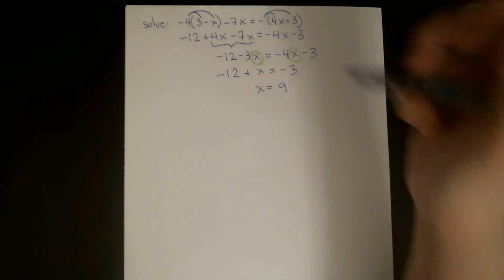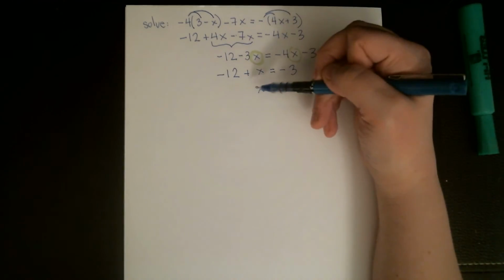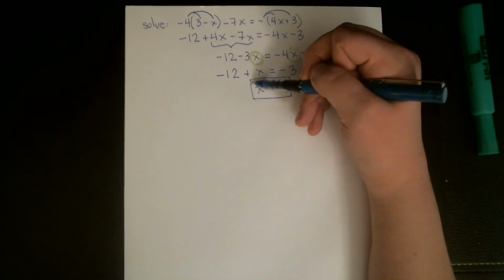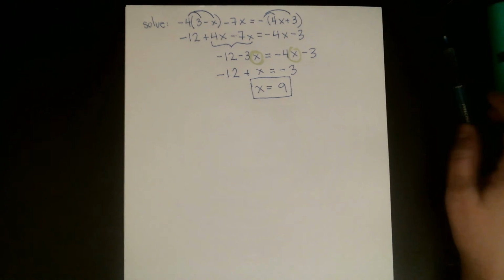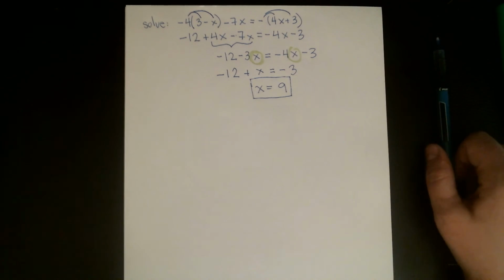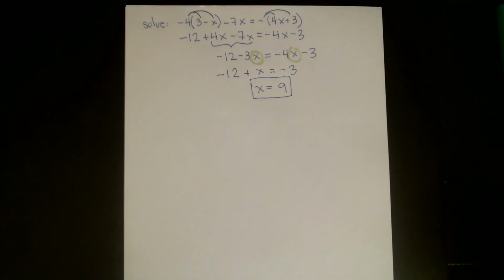I think it's great to plug back in and check. However, it's not required that you show me that work for a linear equation. We do have certain types of equations where you can do everything correctly and still get what's called an extraneous solution. So you do want to be aware of that. And in that case, checking is absolutely mandatory, but that is not going to happen with a linear equation. So we are done.